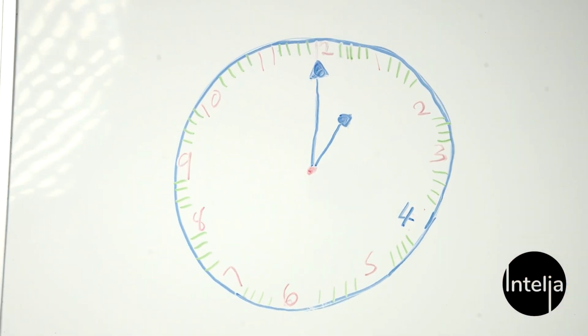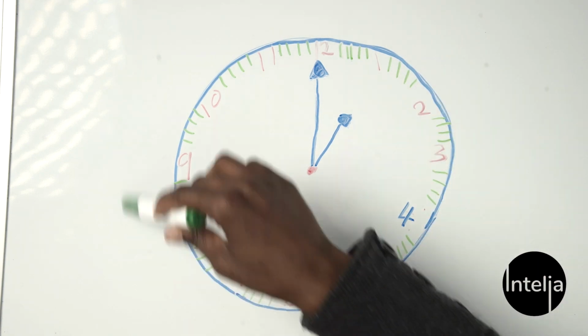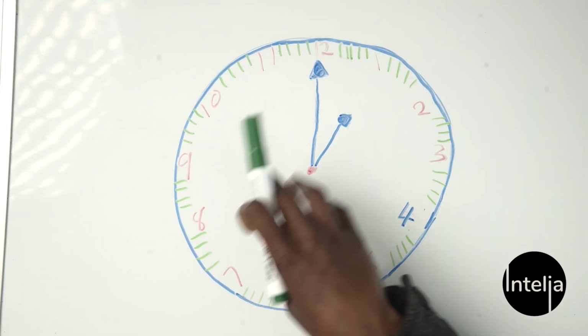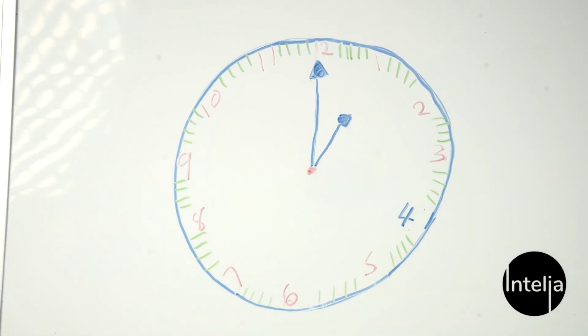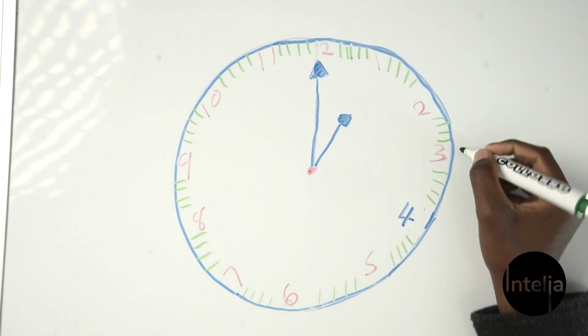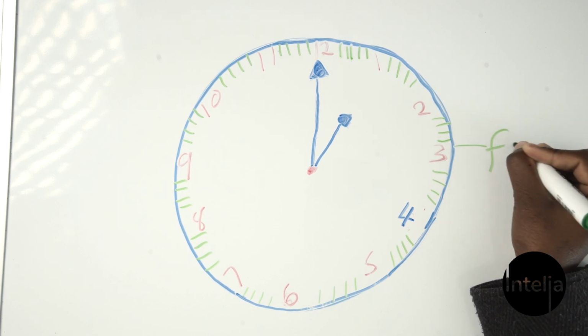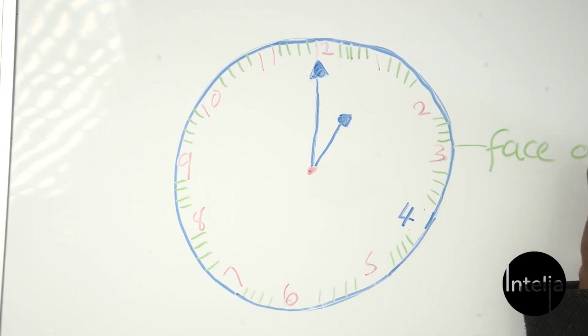To start, first, I'm going to show you what we mean by the face of the clock. You see this circle that I drew here with numbers and arrows in between. This is what we call the face of the clock. So I'm going to label it here. You see, this whole round is called the face of the clock.